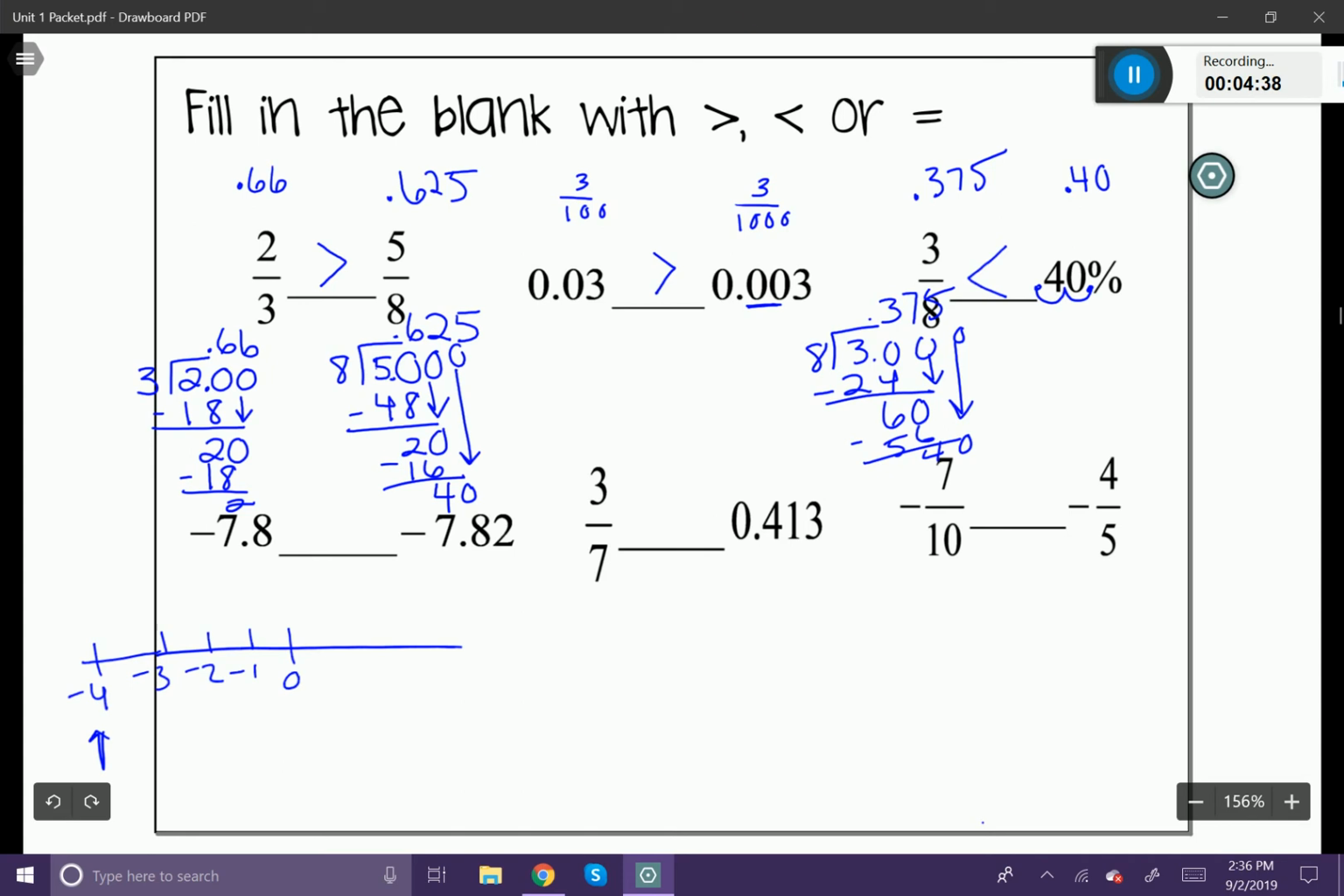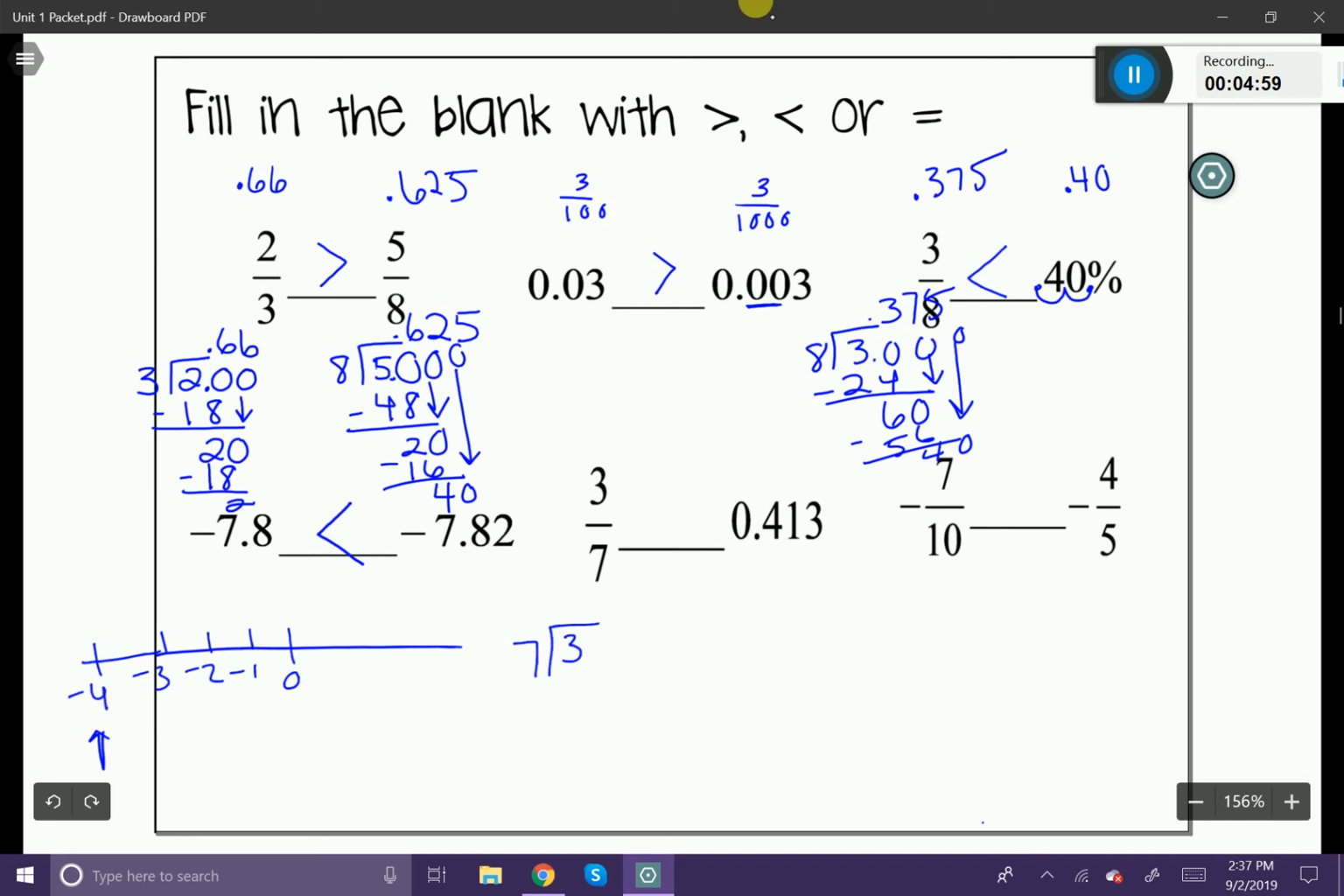So this one, you can see -7.82 is actually going to be larger than -7.8, giving me the less than symbol. All right, 3/7. You might know that off of the top of your head, but again, if you don't, you can go ahead and do the long division.